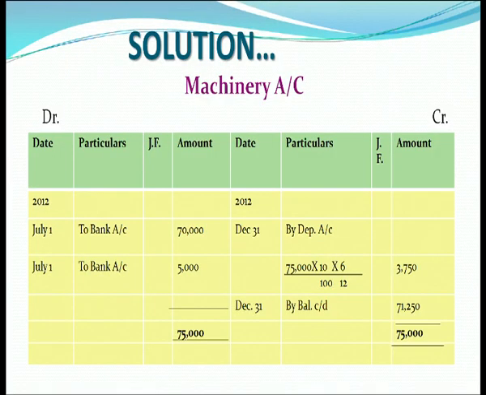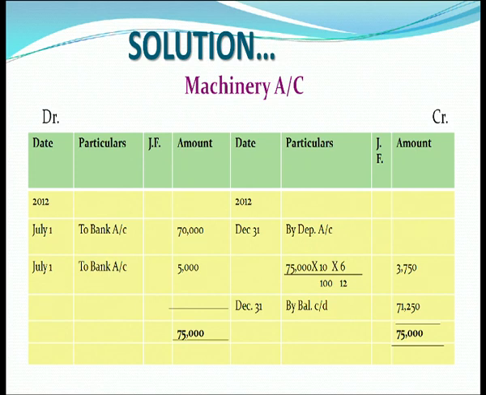Now let us learn how to prepare the machinery and the depreciation account. The machinery account is a ledger account with a debit and credit side. The first journal entry that you will be making is on the date when you buy the asset. When you buy the asset, the procurement price is 70,000. So the accounting entry becomes machinery account debited to bank account. As you can see in the machinery account, on 1st July 2012, to bank account 70,000, and you are incurring another 5,000 for the installation. So again machinery account debited to bank account for the installation amount, that is 5,000.